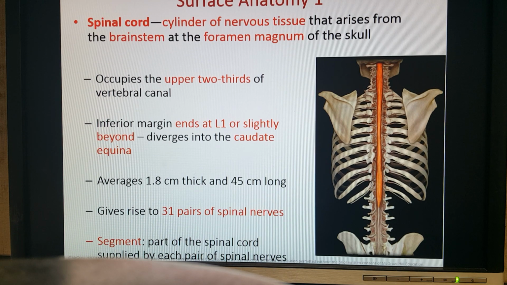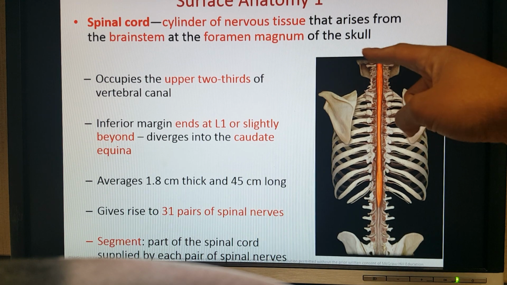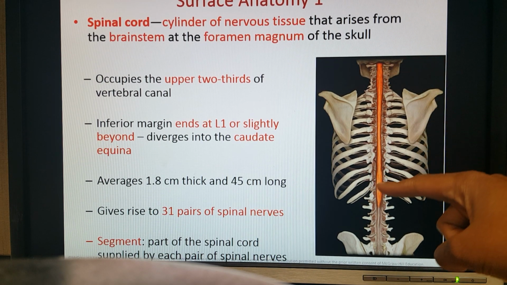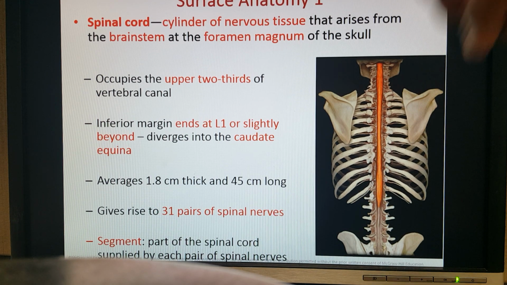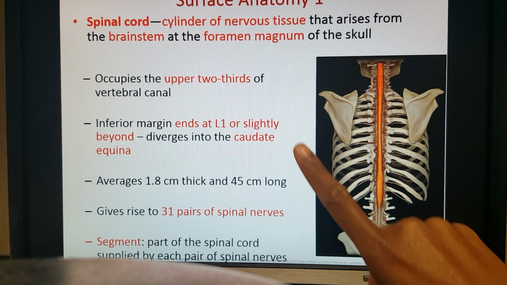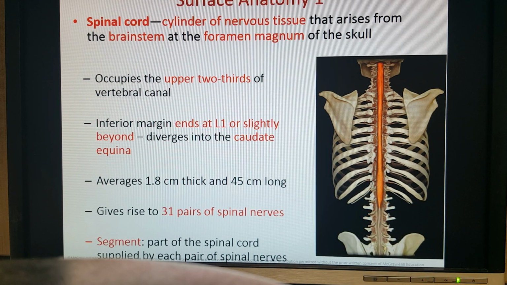So your spinal cord is cylinder shaped, extending from your brainstem all the way down through most of your vertebrae, so the upper 2/3 of your vertebral canal. The inferior margin, so basically the end of it, ends at about L1, our first lumbar vertebra, and then it diverges, so it branches out into a structure called the cauda equina. It's given that name because it looks like a horse's tail, so it has a bunch of branching off of that spinal cord, kind of like a ponytail look.